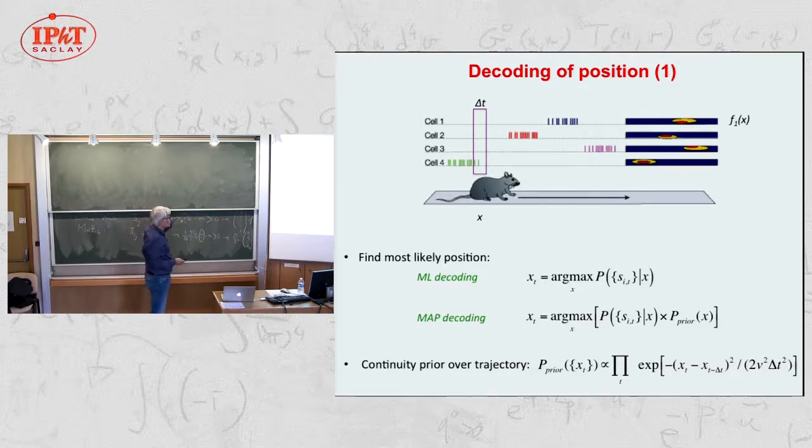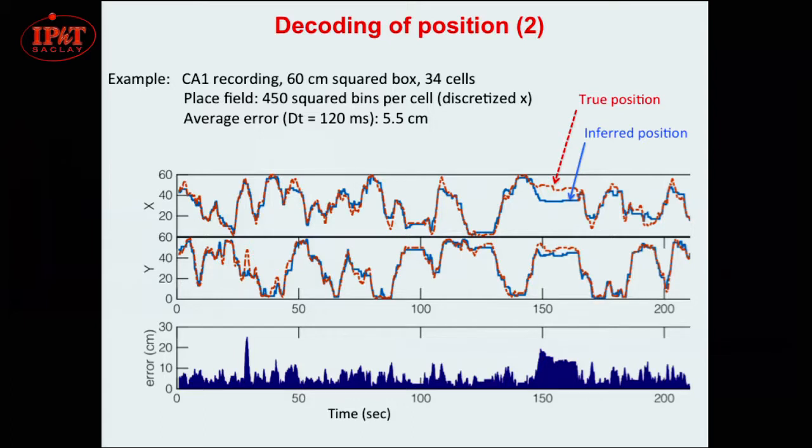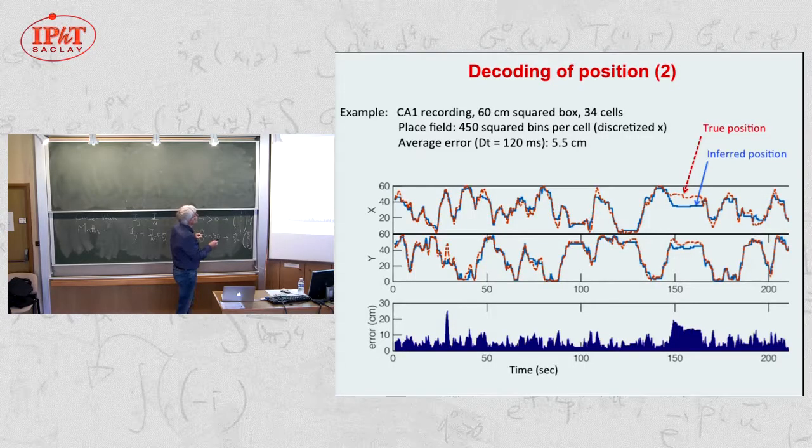So for instance, just to show you the accuracy of this technique, these are some decodings we did. This is one specific region of the hippocampus, which is called CA1. It's an animal which is moving in a 60 centimeter by 60 centimeter box, and 34 cells were recorded. These are data by Karel Jezek and collaborators, who is at Pilsen University.